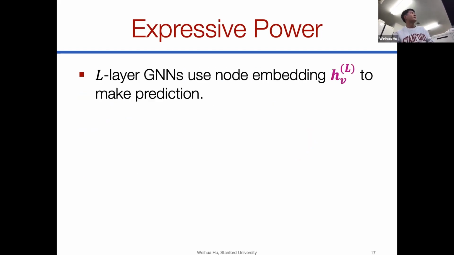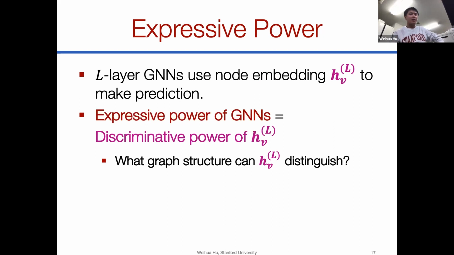Our key insight is that this L-layer GNN uses the last layer node embedding, the layer L embedding, to make predictions over nodes. And the expressive power of a GNN can therefore be cast as the discriminative power of the GNN. If a GNN can embed two nodes into different embeddings at the final layer, then by applying some prediction head like an MLP on top of it, it can certainly express some function that outputs different values on the different nodes. And so the key question that we're going to answer is what graph structures this last layer node embedding can distinguish.